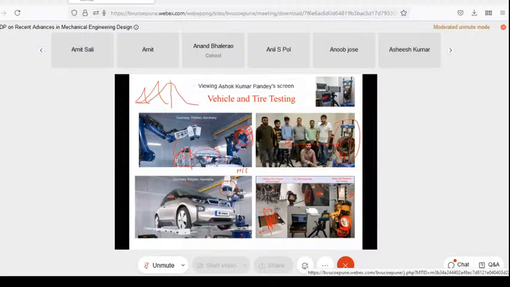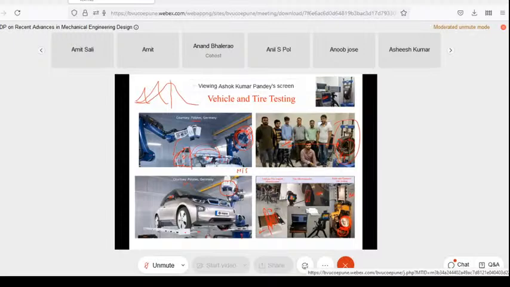Okay, so there are two things that one can measure. One is the pressure profile, another one is the thermal profile of the tire, and these two pieces of information are quite important in understanding the condition of the tire. Of course, it will also change the forces which are generated at the tire and road interface. Okay, so these are all about how we do testing of vehicles and the tires.